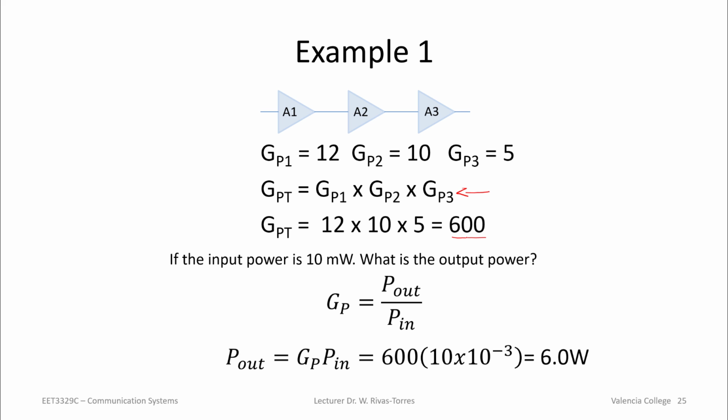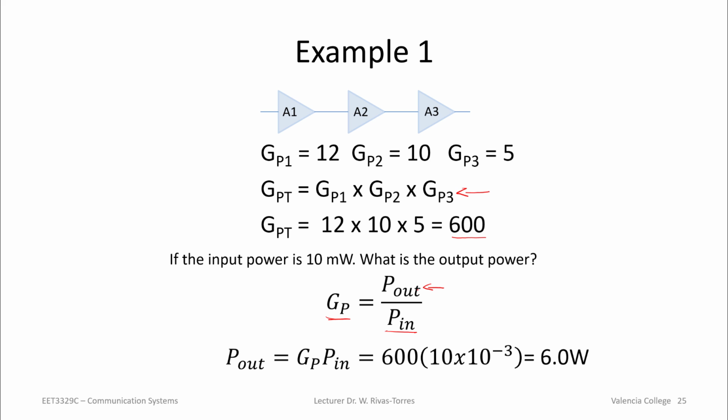Okay, furthermore, if the input power is 10 milliwatts, what is the output power? Well, look at the definition for gain. Power gain is P out over P in. What do we know here? We know the total gain, and we know the input power. So what we need to figure out is the output power, right?